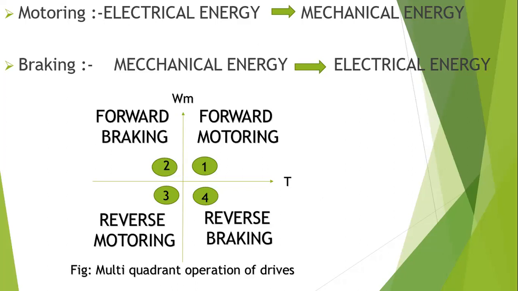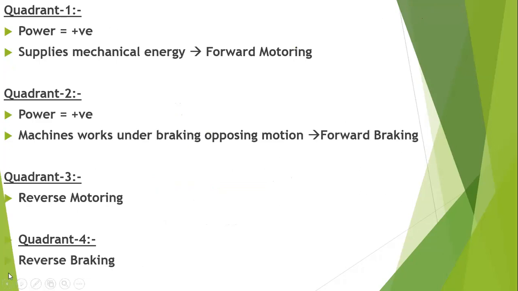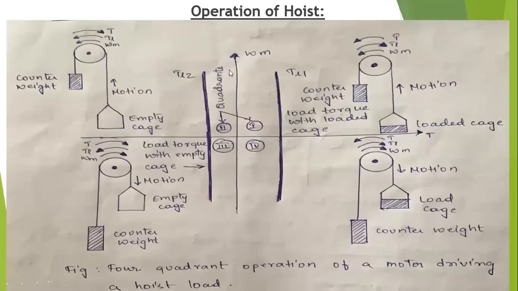And in this now, I have to explain. We have to know about one explanation. This is taken as an example, and it is explained. See here, these are the explanations of the quadrants. See here, this is the operation of a hoist. So here we can see 4 quadrants: first quadrant, second, third and fourth, same.